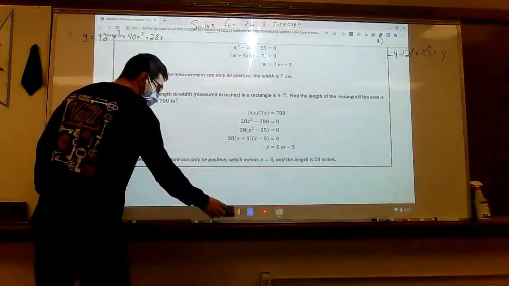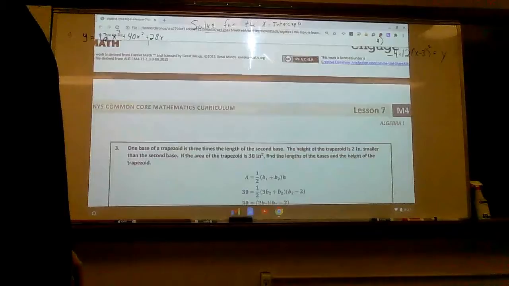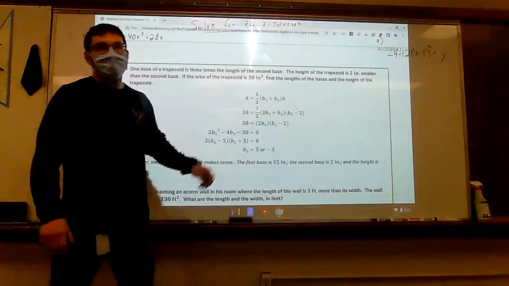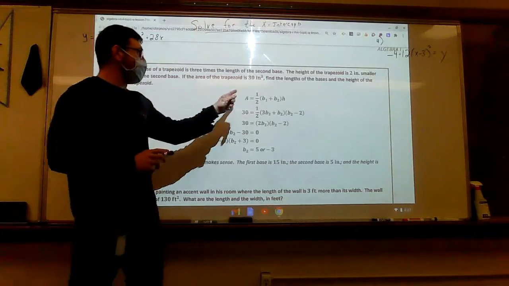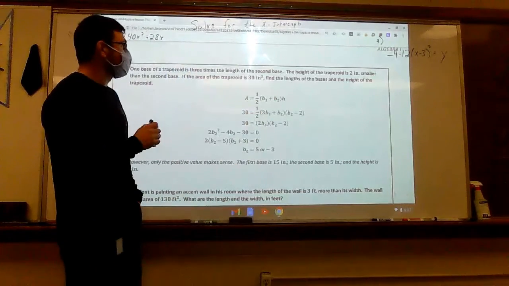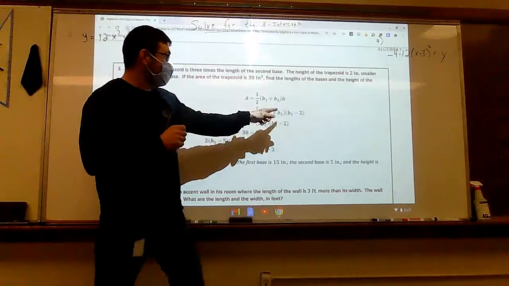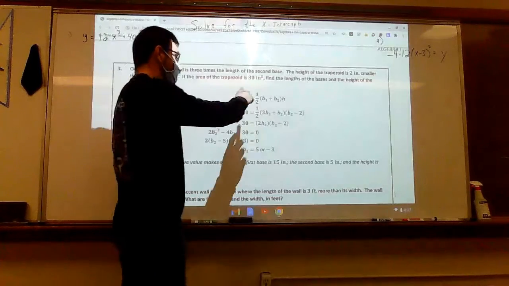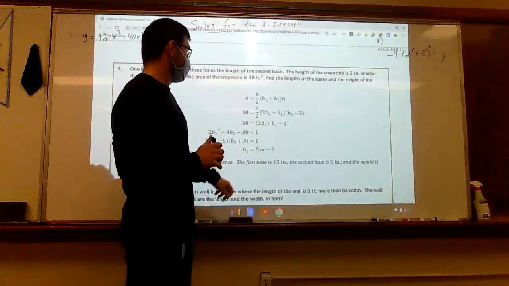Number 3, on the other hand, if you didn't watch the video, you didn't have the formula. You needed the formula to have the area of the trapezoid, okay? So for this one, we have 1/2 the base plus the base times h. We know one base is 3 times the length of the second base. So 3 times one base plus the second base. The second base is the height minus 2. So 3b plus b times b minus 2.